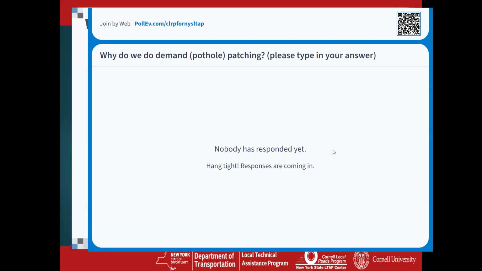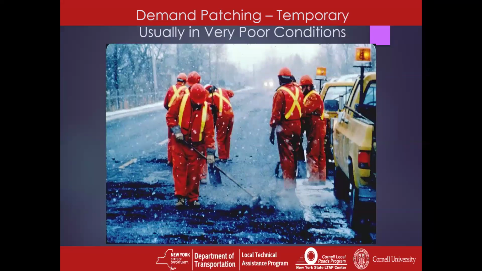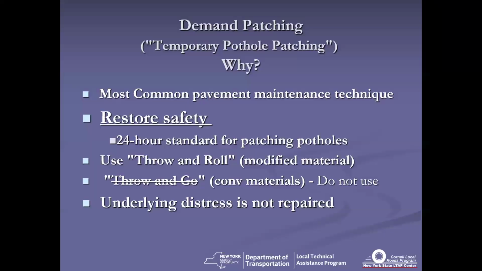So why do we do demand patching in New York or anywhere? Any responses? Quick fix, absolutely. Yep, safety. Boy, you're nailing it. Perfect. Yep, exactly. You guys are right on top of it. We got to solve a problem, and we're doing it when the weather conditions are terrible. And it is our most common pavement maintenance technique, doing it to restore safety. And a lot of jurisdictions have a 24-hour standard.